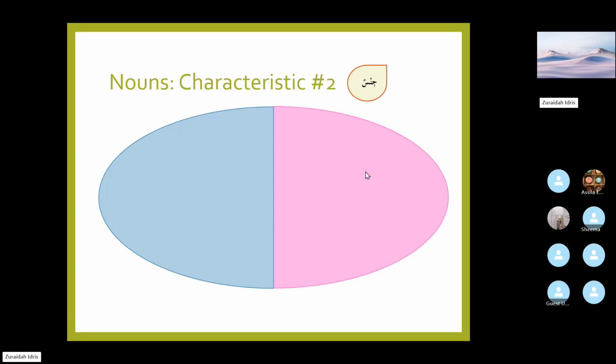So let's have a look at how we would recognize mu'annas. The obvious one is, of course, feminine by nature. This is where you have the female. So we have things like umun, which is mother, and nisa'un, which is women. Maryam, by name, is a lady's name. This is one. And the second one is, of course, how you write the word.